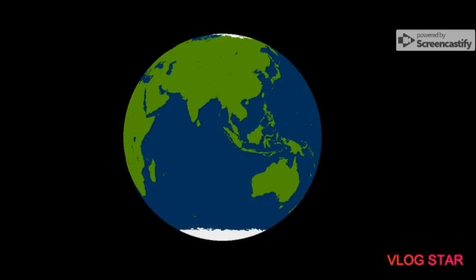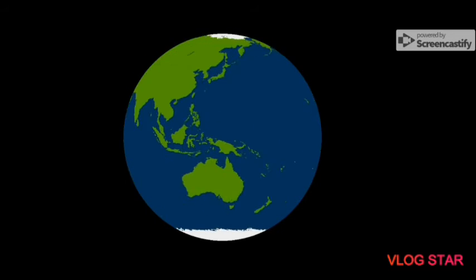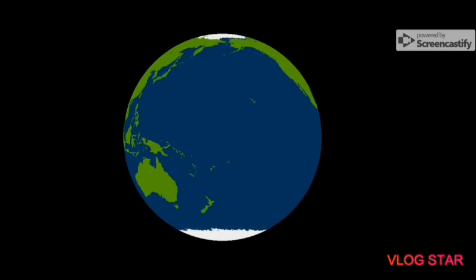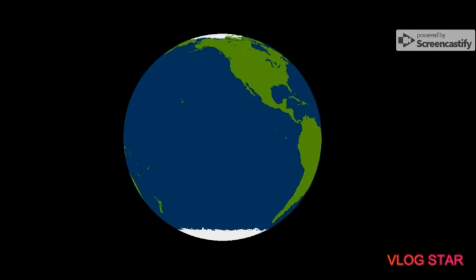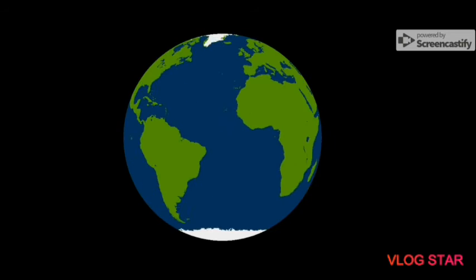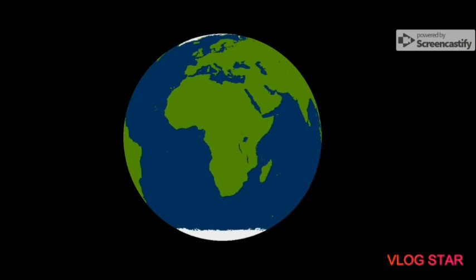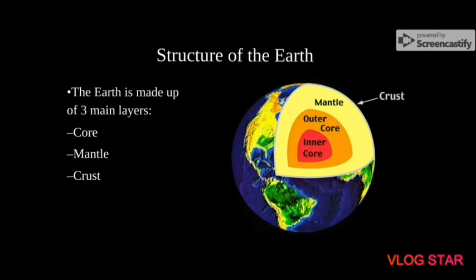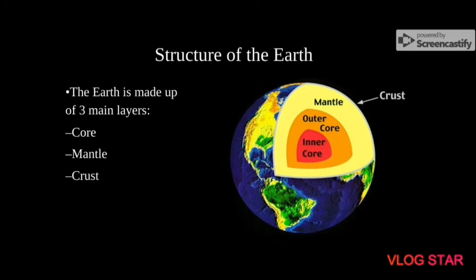Let's get right into the video. In this image, we see Earth rotating. Have you ever thought of what the components or the layers of Earth are? In this lesson, we will be discovering more about the layers of Earth. Let's start with the structure of the Earth. The Earth is made up of three main layers, including the core, mantle, and the crust. The core includes the inner and the outer.